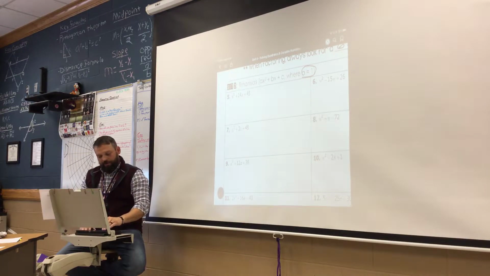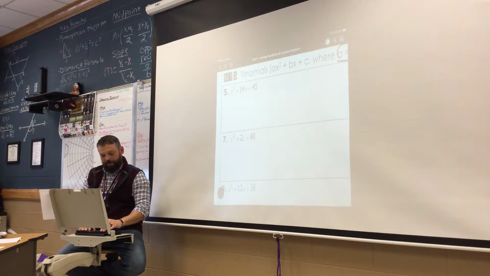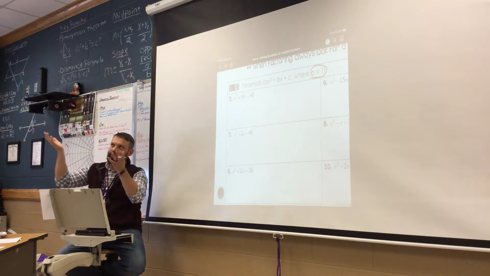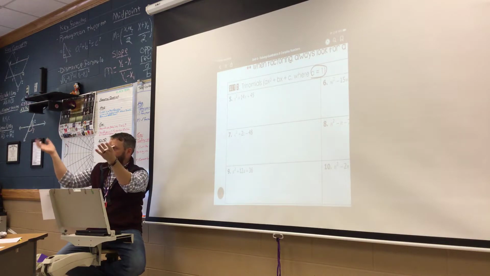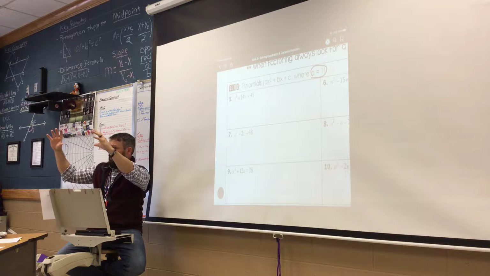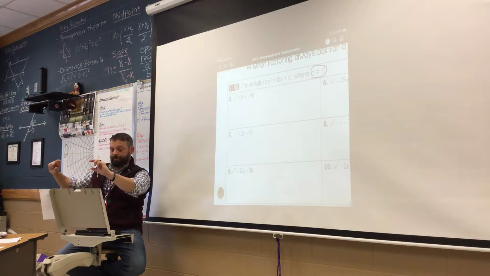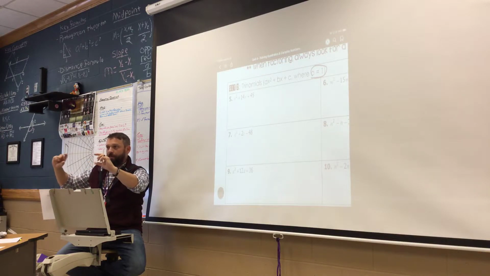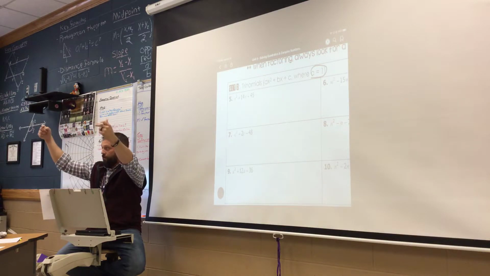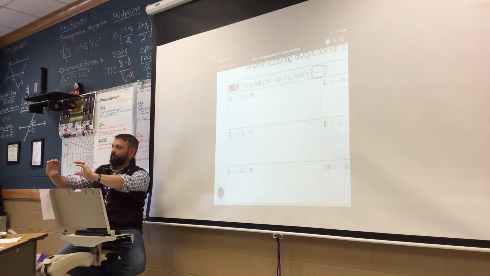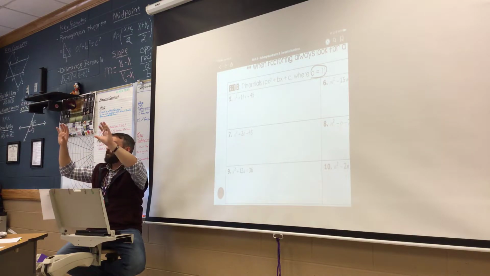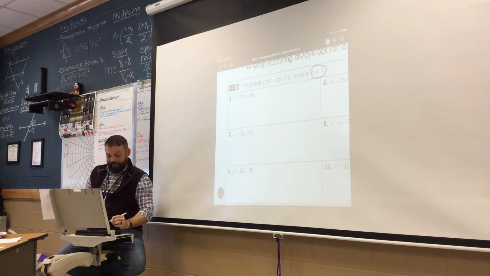All right, so here's the gist. When we were doing the warm-up a second ago with the foiling, we foiled these two binomials out and got a trinomial. Agreed? Because that's on the warm-up, right? So we're doing that process in reverse. I'm giving you the trinomial, and I want you to tell me what the two binomials are. That's the idea.